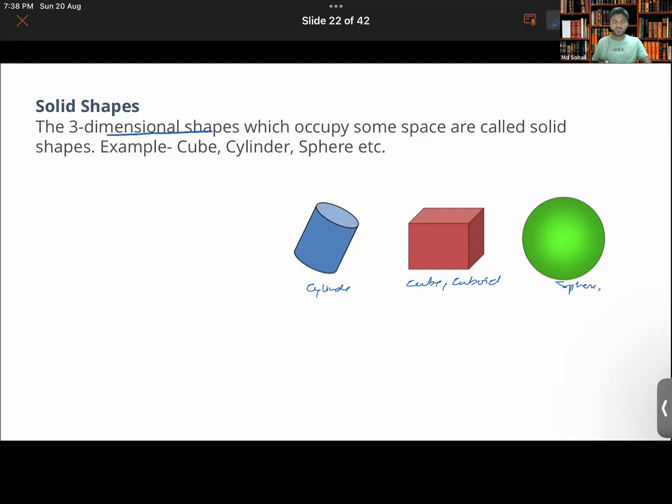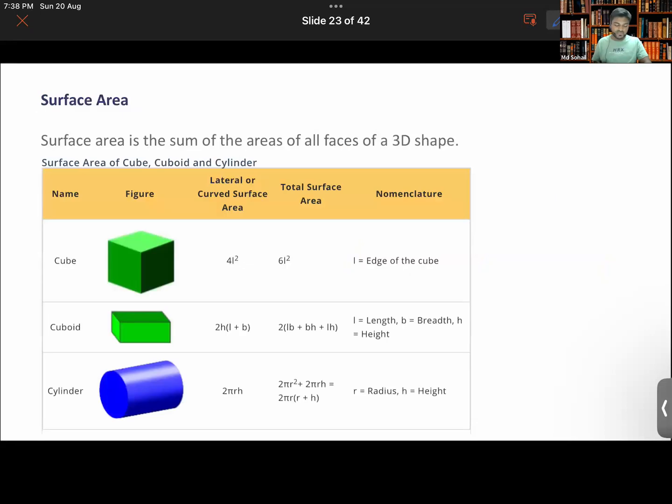Now why do we call them 3D shapes? Because they have got 3 dimensions. One extra dimension, that is height. And they occupy space as well. They occupy more space than the 2D objects. These are some of the examples, and let's discuss them.